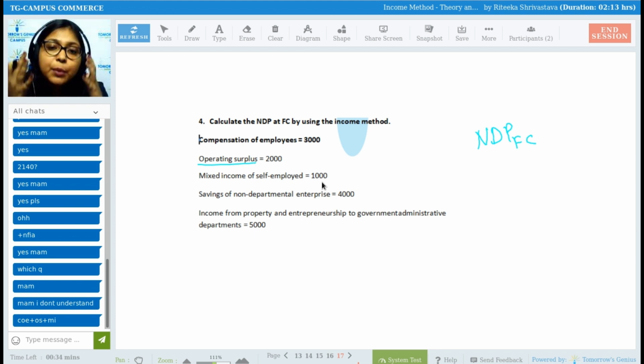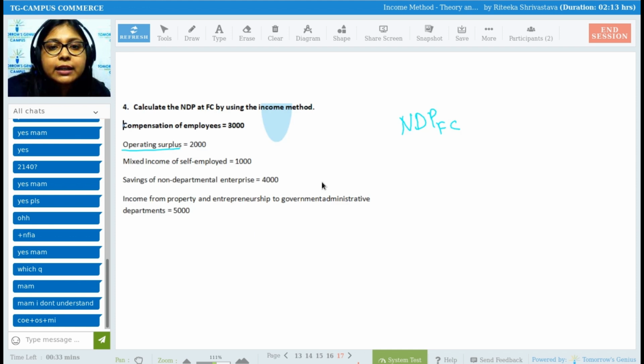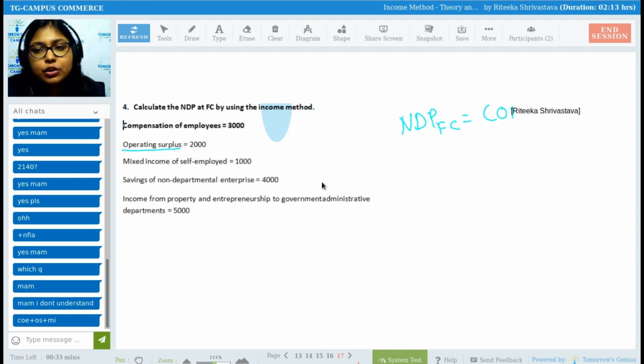But you have to remember. Now in this question, they have directly given you operating surplus, so you don't have to find out profit, rent, interest, and everything. But at times in the question, everything will be given to you differently. In that case, you'll have to club and add everything, and then that becomes operating surplus, right? So what is the formula to find out NDPFC? Compensation of employees, rent, royalty, interest, profit, plus mixed income.